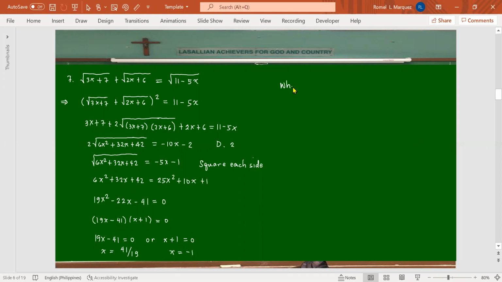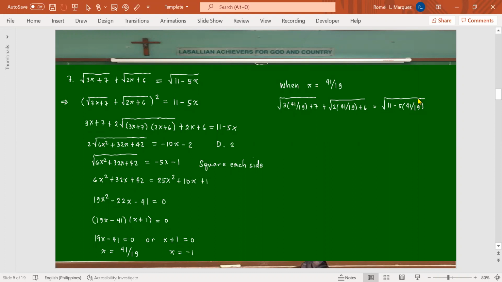Which do you think will work here? When x is 41 over 19, let's see. From the original equation, square root of 3 times 41 over 19 plus 7, plus square root of 2 times 41 over 19 plus 6 is equal to square root of 11 minus 5 times 41 over 19. Be ready with your calculator. Please help me check the value.